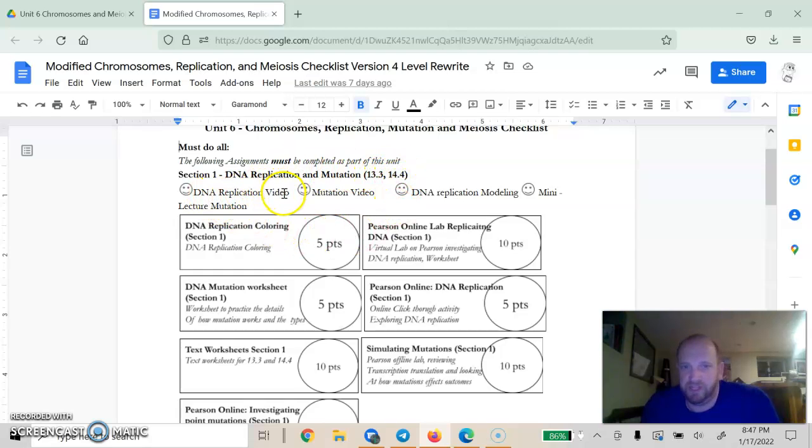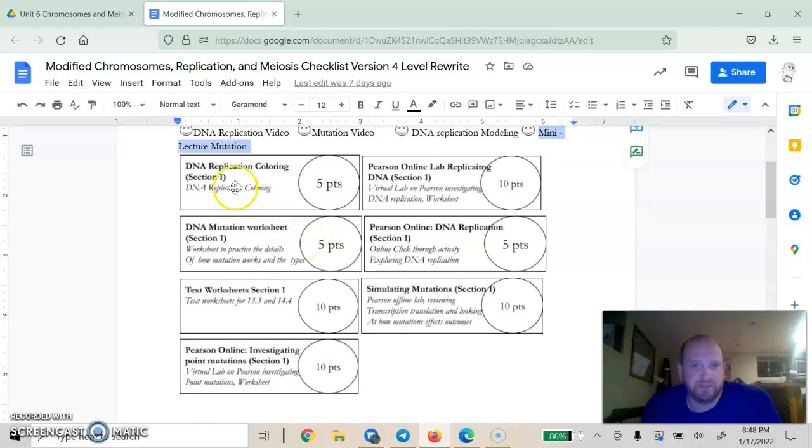There is a DNA replication video, a mutation video. We're going to try to do a modeling activity, and then there's a mini lecture on mutation. Some of the choices you have for this section: there's a coloring sheet for DNA replication. This one's shorter, and it's basically a very similar DNA model to what was in the last coloring sheet and a paragraph description.